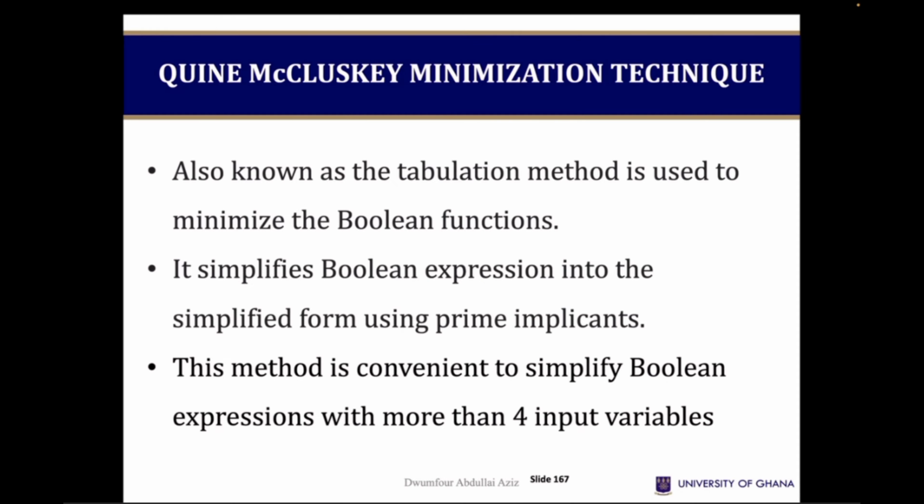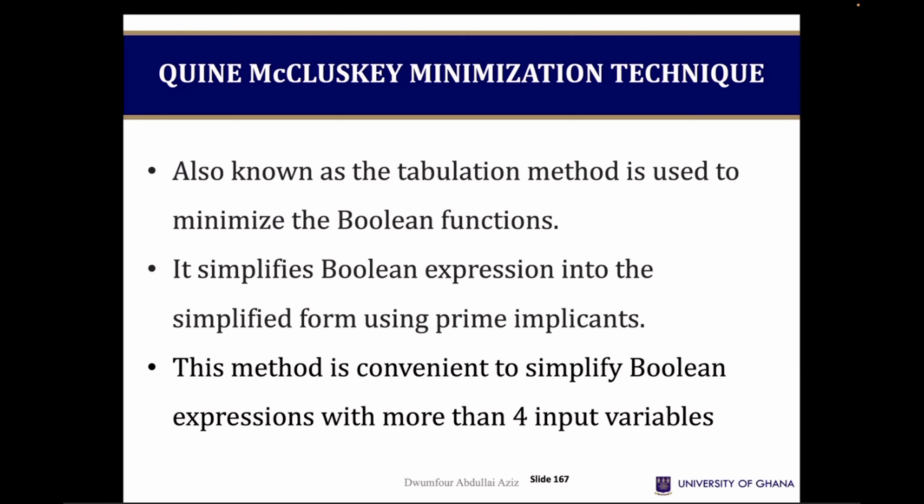So let's quickly move on to look at the Quine-McCluskey technique, which is also known as the tabular method. As I stated earlier on, it simplifies Boolean expressions into the most simplified form, just as we're doing with the K-map and the algebraic manipulation. But it uses what we call the prime implicants. And once we have some fundamental understanding of what prime implicants are, it becomes much easier.